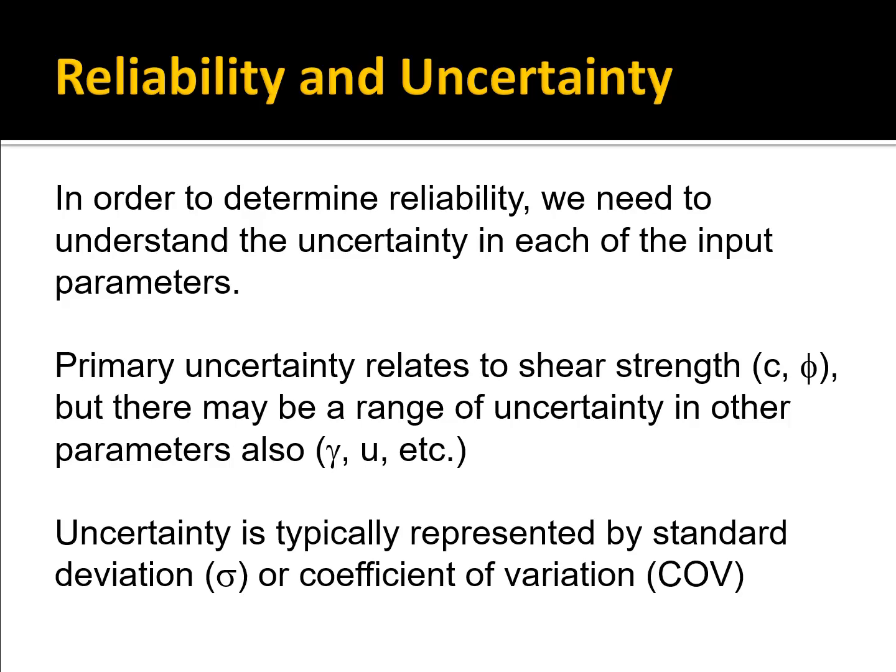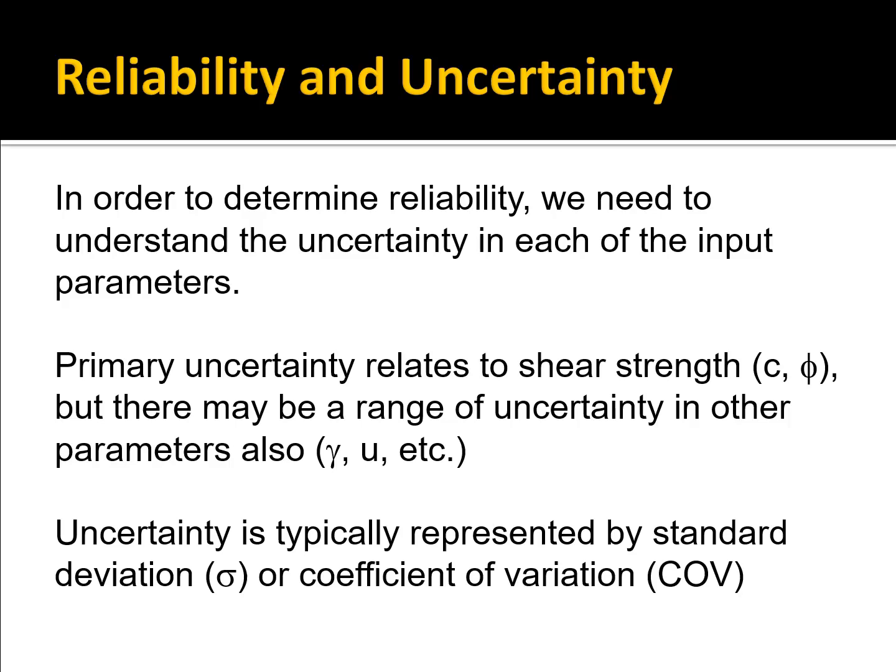So how do we go about doing that? That's the purpose of these videos: to describe how you would go about calculating a probability of failure and a reliability for a slope using a slope stability analysis. To do this, we start out by assessing the uncertainty in each of the input parameters. How much variation is there in our shear strength, for example? The primary uncertainty relates to shear strength because it has the most variability, but there may also be a range of uncertainty in other parameters.